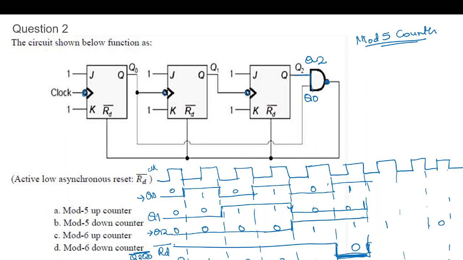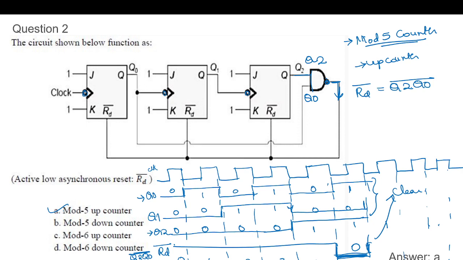Ma'am, why is it written Q2, Q0 whole bar? Because this is the clear output. The RD bar is Q2, Q0 applied to NAND gate. Okay, ma'am, got it. After this, the flip-flop will be clear. So it's an up counter. So answer is modulo 5 up counter.